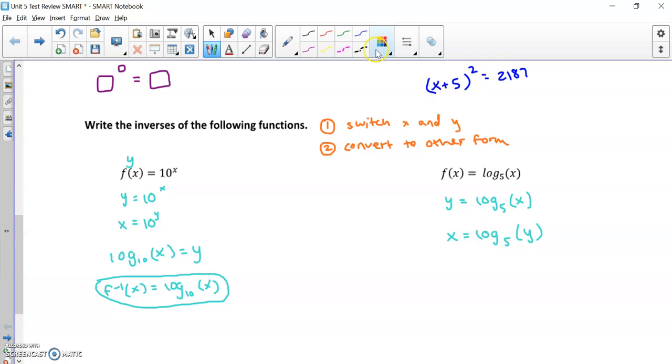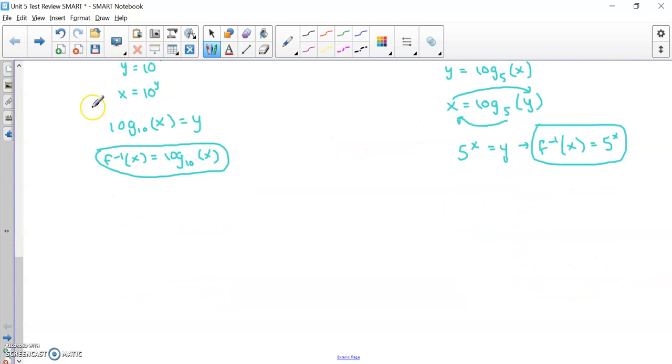So we will go ahead and do the circle of life thing to put this in exponential form. Start at the base, go to the other side of the equal sign, and then bring it back to the parentheses. That tells us it is 5 to the x equals y. So our final answer is just 5 to the x. All right.